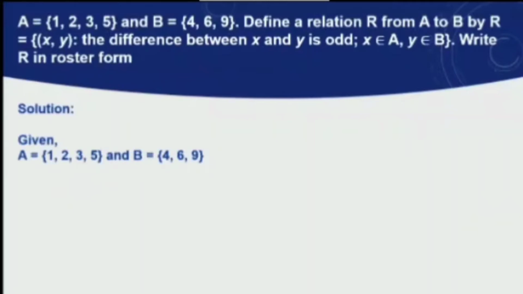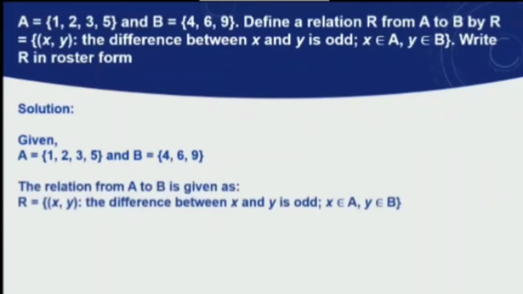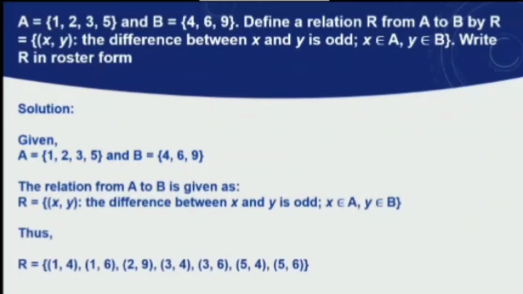A is given 1, 2, 3, 5 and B is given 4, 6, 9. The relation is described as the difference between x and y is odd, where x belongs to A and y belongs to B. So what numbers can I take? I can take 1, 4 because 4 minus 1 is 3. I can take 1, 6. 6 minus 1 is 5. I can take 2, 9. 9 minus 2 is 7. 3, 4: the difference is 1. 3, 6: the difference is 3. 5, 4: the difference is 1. 5, 6: the difference is 1.